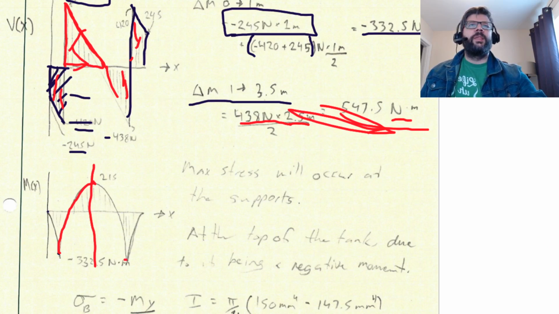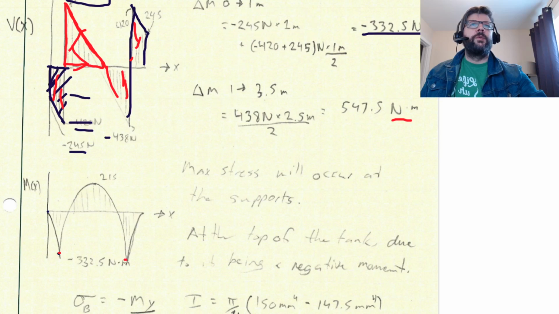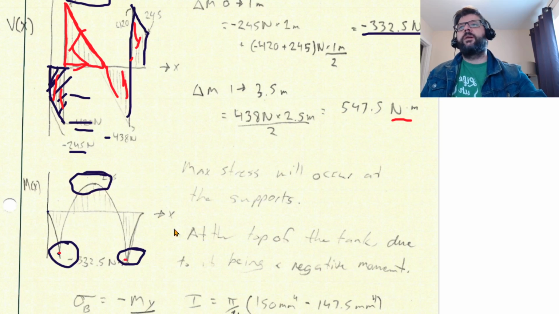So based upon that, we know that the maximum stress caused by the bending moment is going to occur where the magnitude of the bending moment is the highest, so right at the supports. It's not at the middle, because the bending moment's higher here than it is here. Or the magnitude's higher here than it is here.